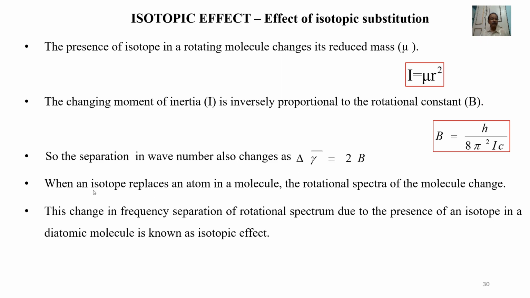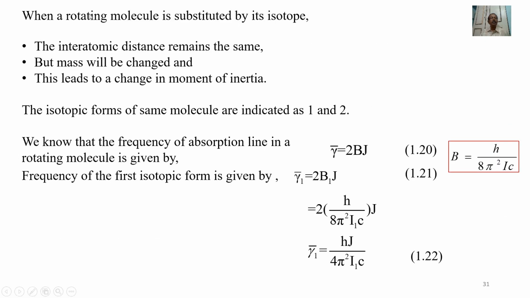When an isotope replaces an atom in a molecule, the rotational spectra of the molecule change. This change in frequency separation of a rotational spectrum due to the presence of an isotope in the diatomic molecule is known as the isotopic effect. When a rotating molecule is substituted by its isotope, the interatomic distance remains the same, but the mass will be changed, and this leads to a change in moment of inertia.